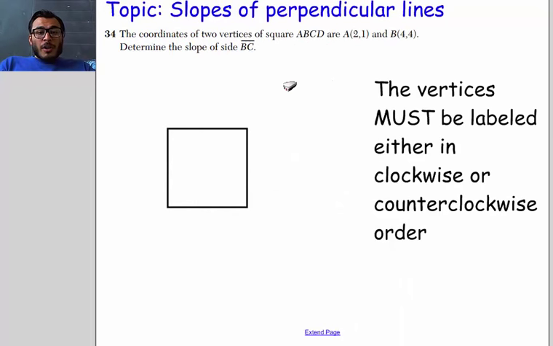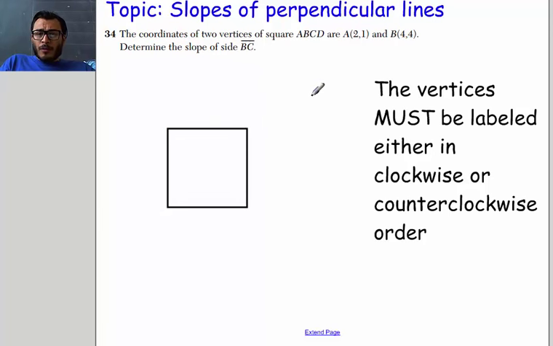So for number 34, it says the coordinates of 2 vertices of square ABCD are A, 2, 1 and B, 4, 4. Determine the slope of side BC. All right, so here's the deal. I drew a square to sort of give us a visual here. And I'm going to go ahead and label the vertices.